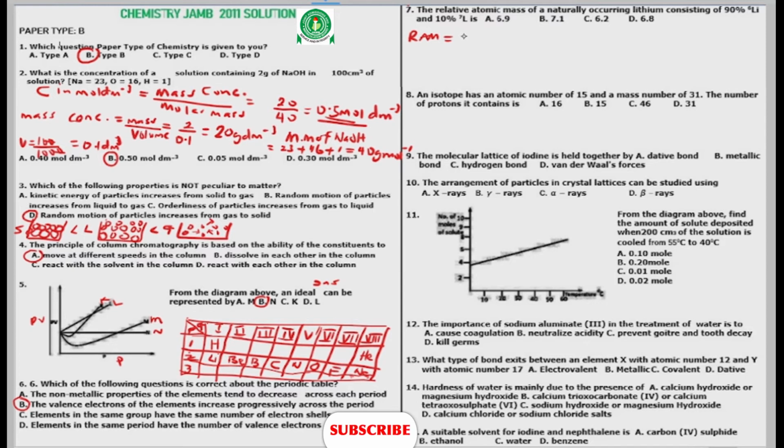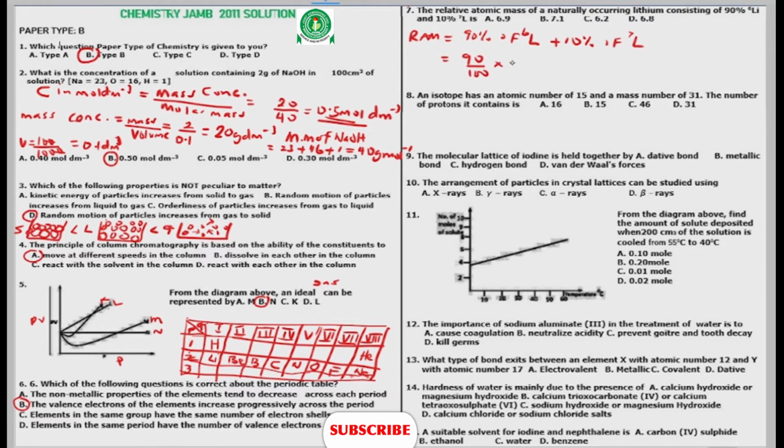Now these are isotopes. Isotopes are elements that have the same atomic number but different mass number. Now to calculate the relative atomic mass of lithium, we need to find 90% of lithium 6 plus 10% of lithium 7. So what do we have here? 90% is also known as what?